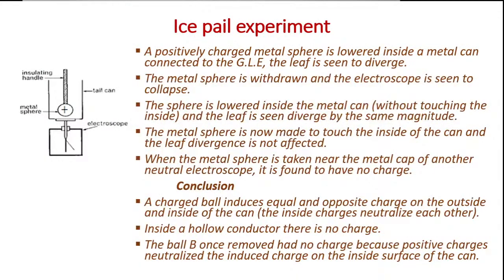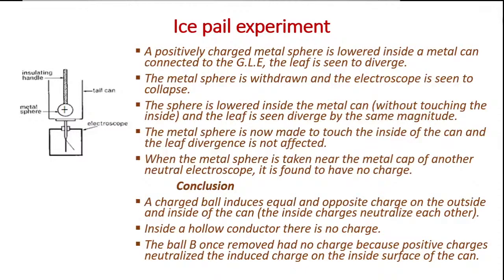Then, the metal sphere is withdrawn from the can. We end up realizing that the gold leaf collapses. Once it collapses, it implies that charge is no longer there, meaning that what caused the divergence initially was the presence of the positive charge inside the can.